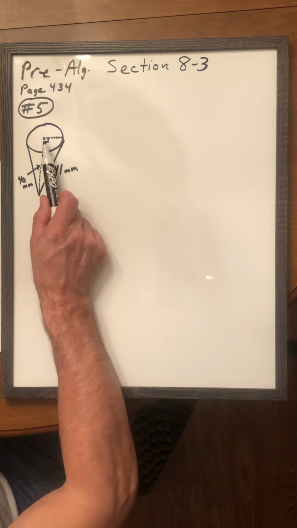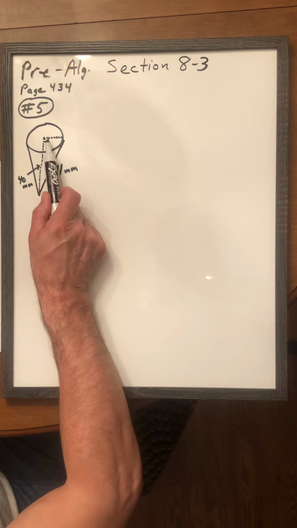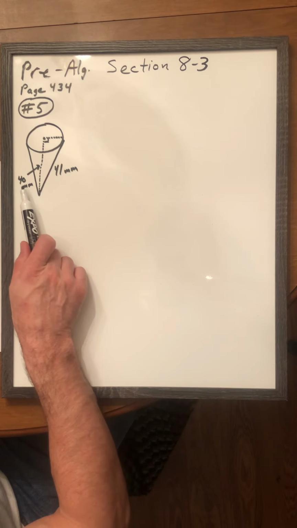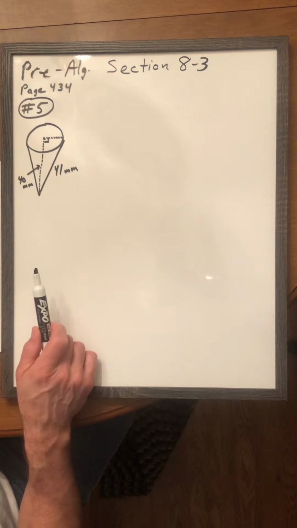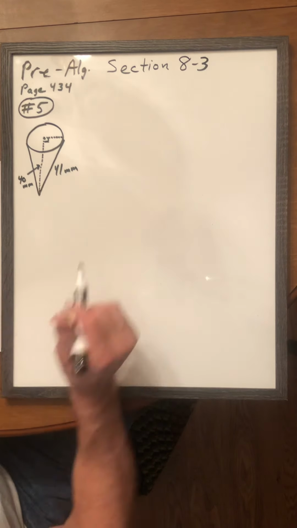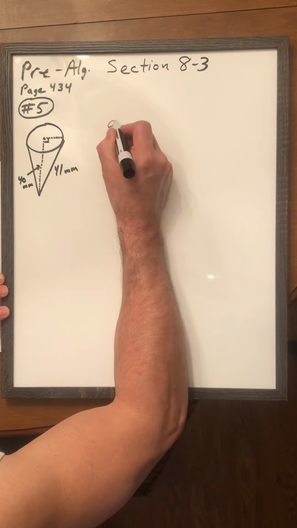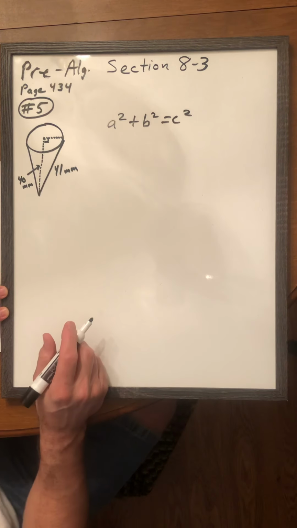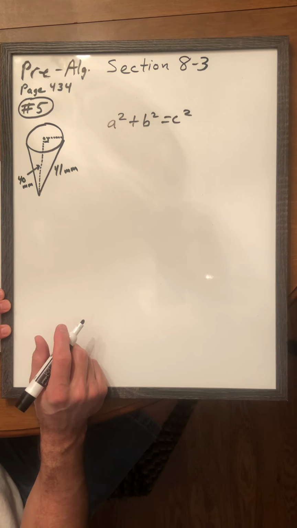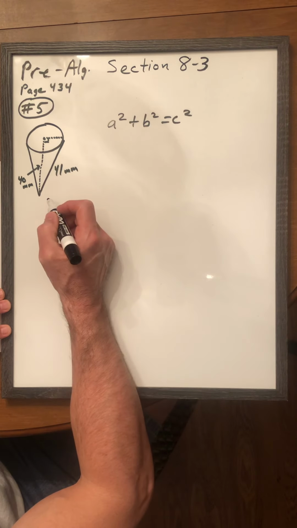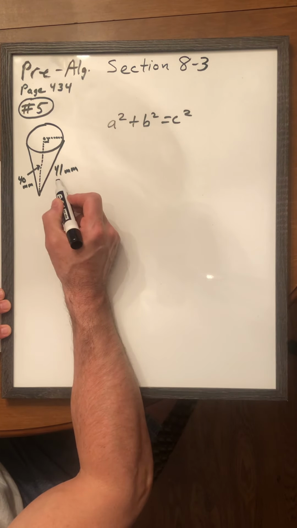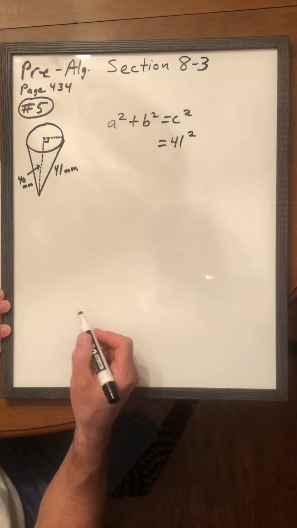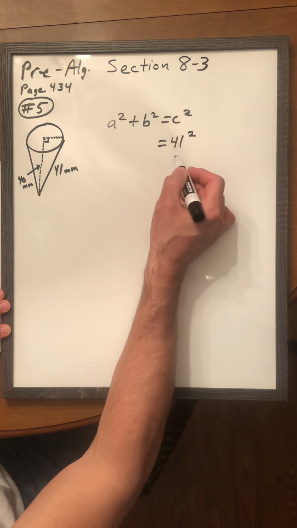Notice that where the height comes up and meets the radius, that is a right angle. So we have a right triangle. And since we have two sides of that right triangle, we can use the Pythagorean theorem. A squared plus B squared equals C squared. You guys have used the Pythagorean theorem before. The hypotenuse here is 41, and that has to go where C is. We always find the hypotenuse and put it where C is. It goes on the side by itself.